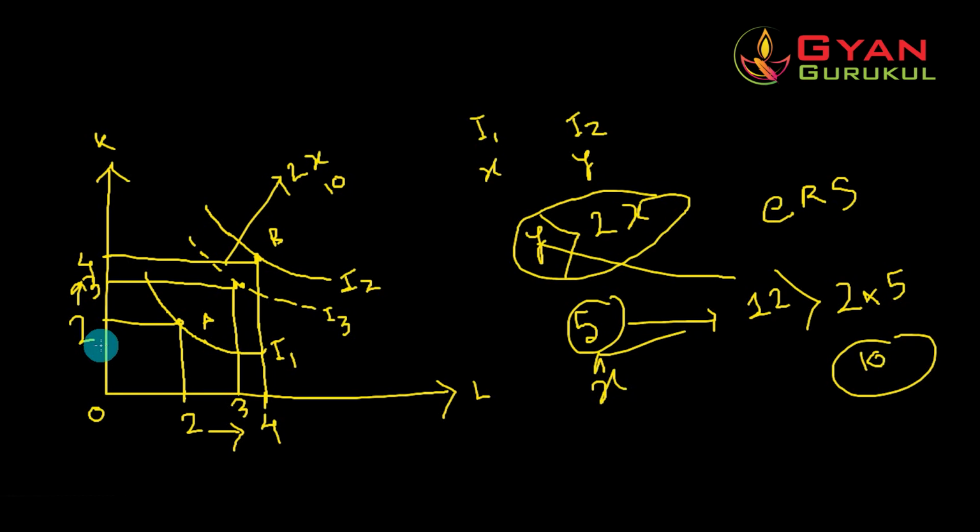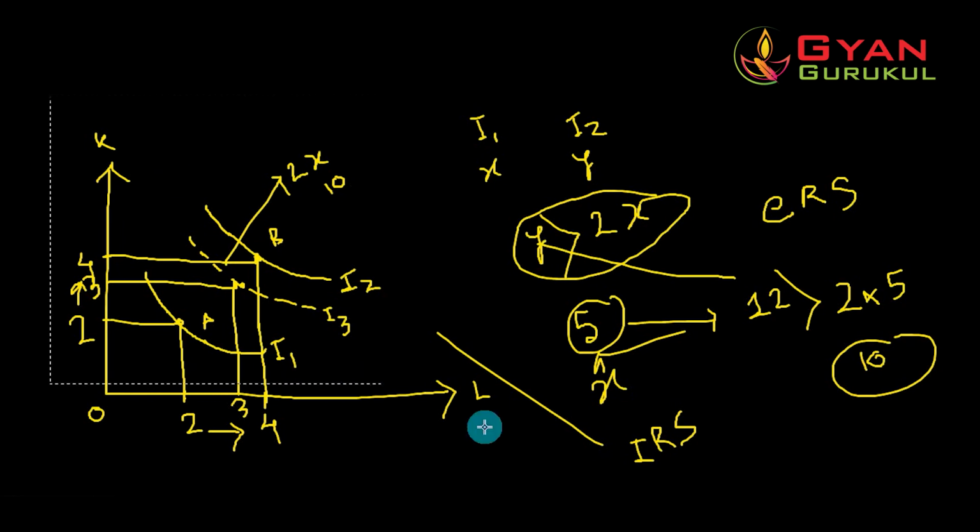That means the proportionate increase in output is now greater than the proportionate increase in factors of production. Clear? Okay, now let's talk about this, this is increasing returns to scale, right? And now we will talk about the last one, that is the decreasing returns to scale.